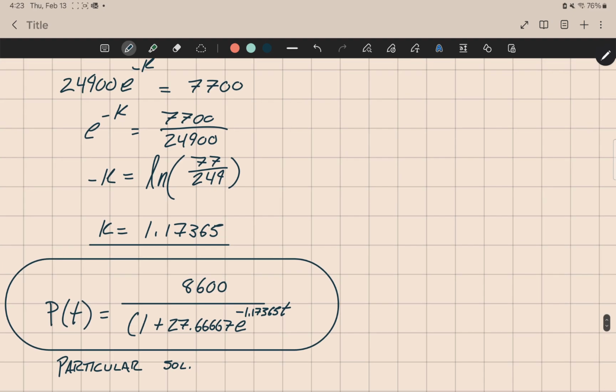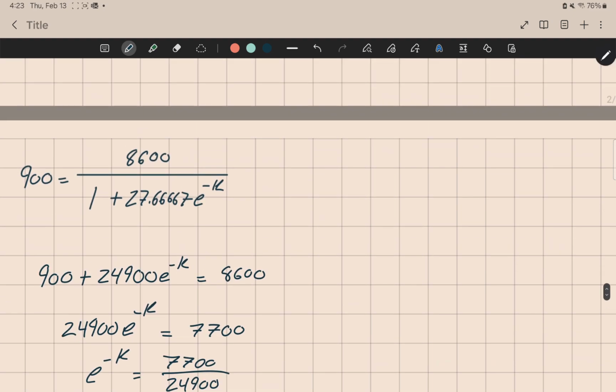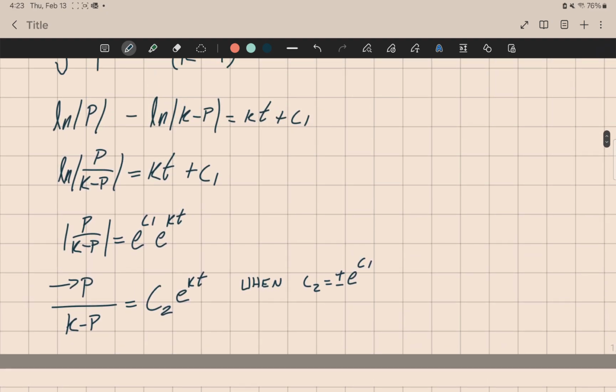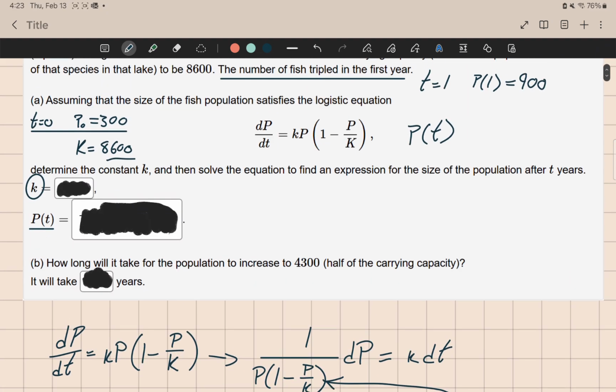We should be able to answer any questions above with that. Let's go see if we got that k value right. Yep, so it looks like we got the k value right. And they're asking for the particular solution. Let's see if we got that right.